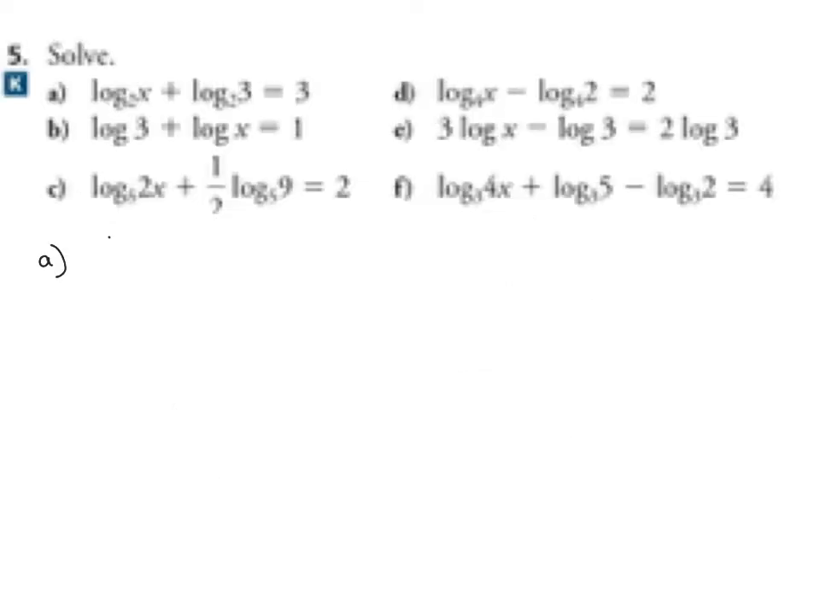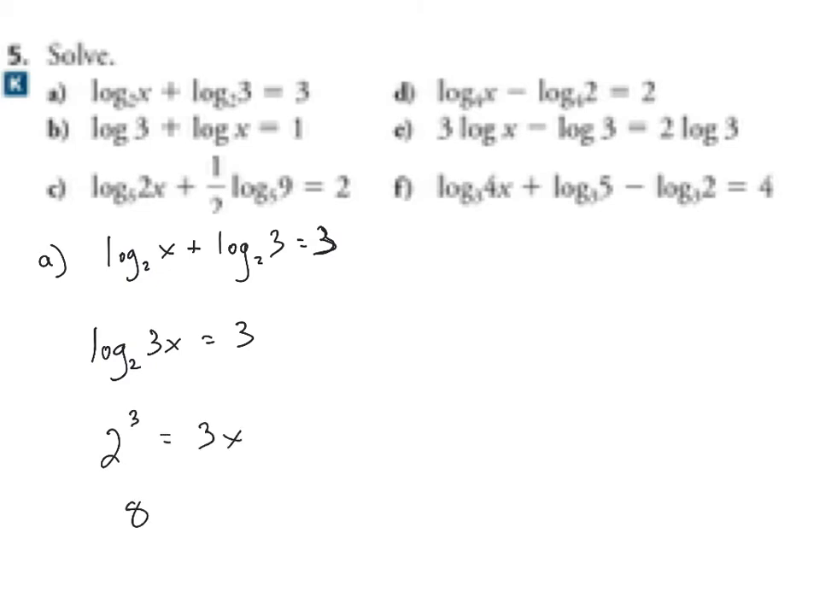Again, we're just solving, so log base 2 of x plus log base 2 of 3 equals 3. Well, our rule says this is just the log base 2 of 3x equals 3. And so we have 2 to the power of 3 equals 3x. So 8 equals 3x. Divide both sides by 3. And you get x equals 8/3.